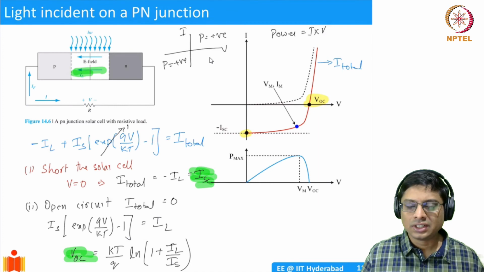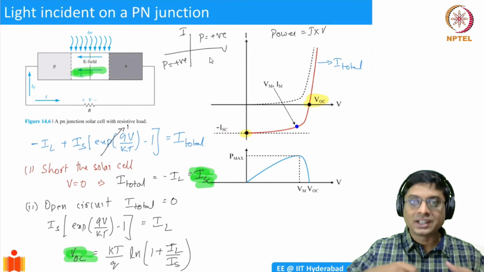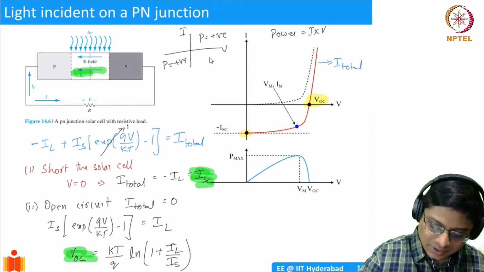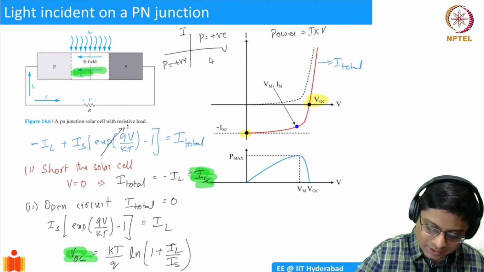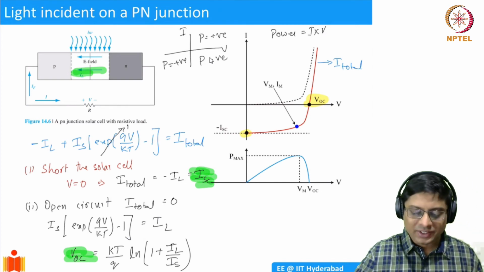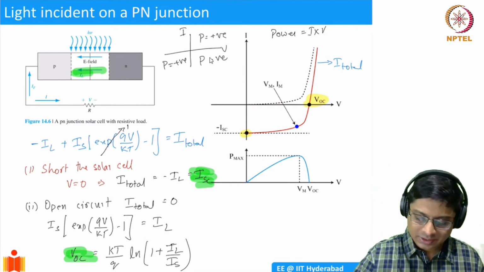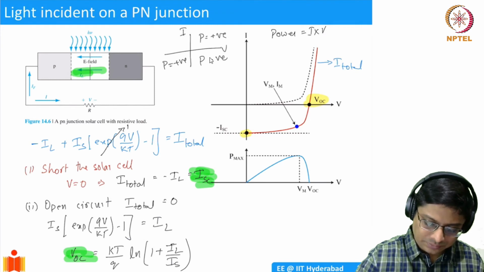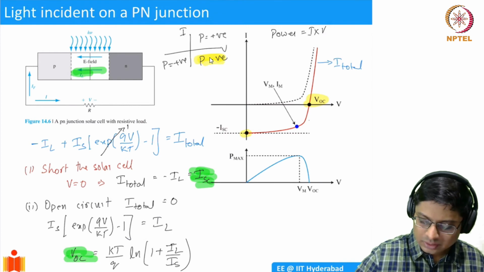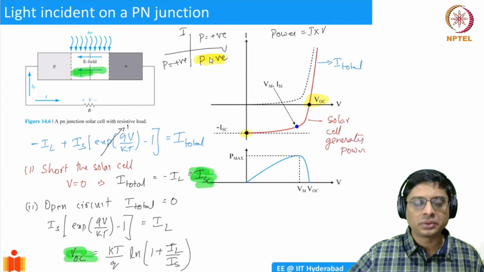But when you shine light, you are not supplying power from any external battery, but power is getting generated from the solar cell. And that is why you see that here the current is negative and voltage is positive. So power is negative here. Power negative means essentially the solar cell is supplying power to the external circuit, to the external load. That's why this is in the fourth quadrant. So basically the solar cell generates power, right? It's delivering to an external circuit.